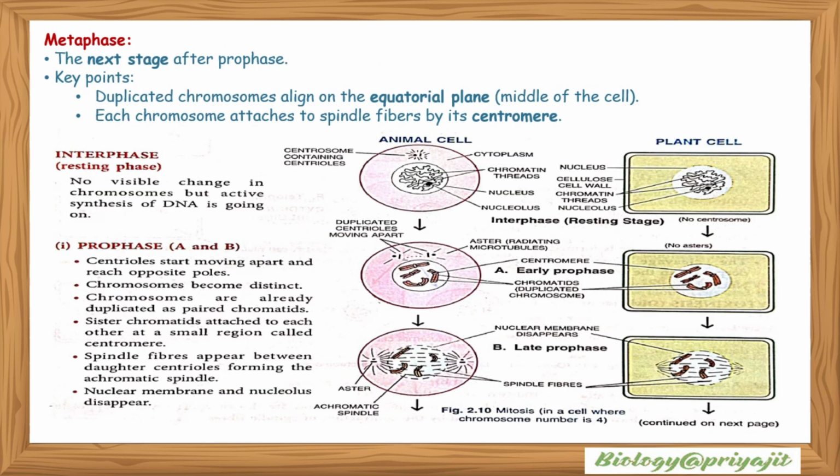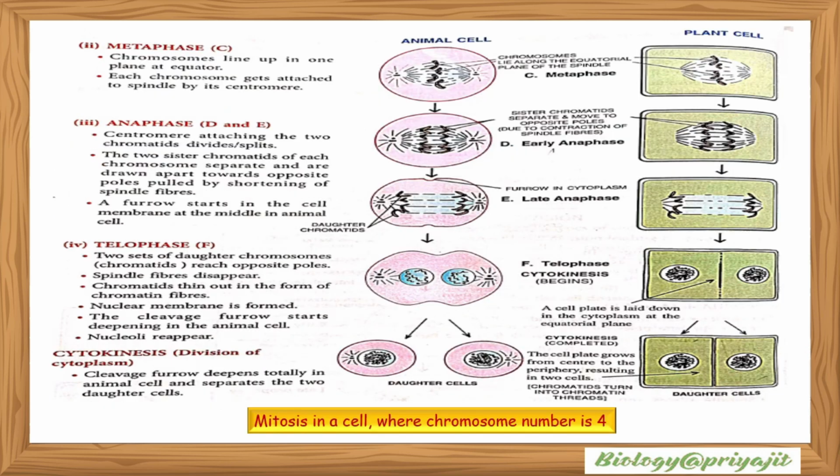Now we'll study the metaphase. It is the next stage after prophase. Key points: duplicated chromosomes align on the equatorial plane. This is the middle of the cell, and each chromosome attaches to spindle fibers by its centromere. So this is the diagram showing the interphase stage or resting stage and prophase in figure A and figure B. Figure A indicates the animal cell and figure B indicates the plant cell. This is also a diagram showing the metaphase, anaphase and telophase and cytokinesis in both animal cell and plant cell.